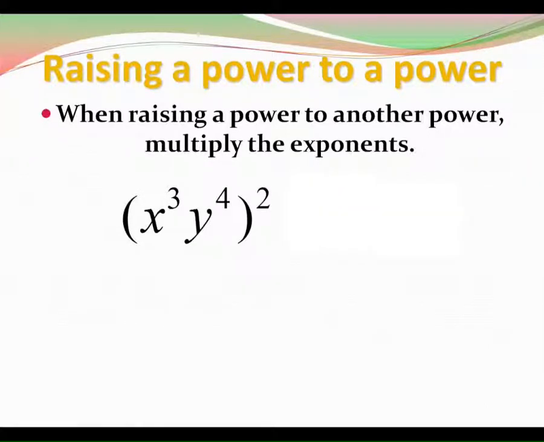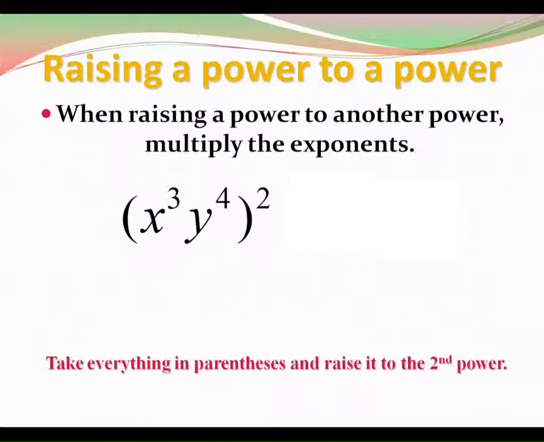Okay. Now I have x to the 3rd and y to the 4th, all to the 2nd power. When this happens, we're going to take everything in the parentheses and raise it to the 2nd power. Take them individually. So we're going to take x to the 3rd to the 2nd. When it's a power to a power, we're going to get x to the 6th, right? Because it's 3 times 2.